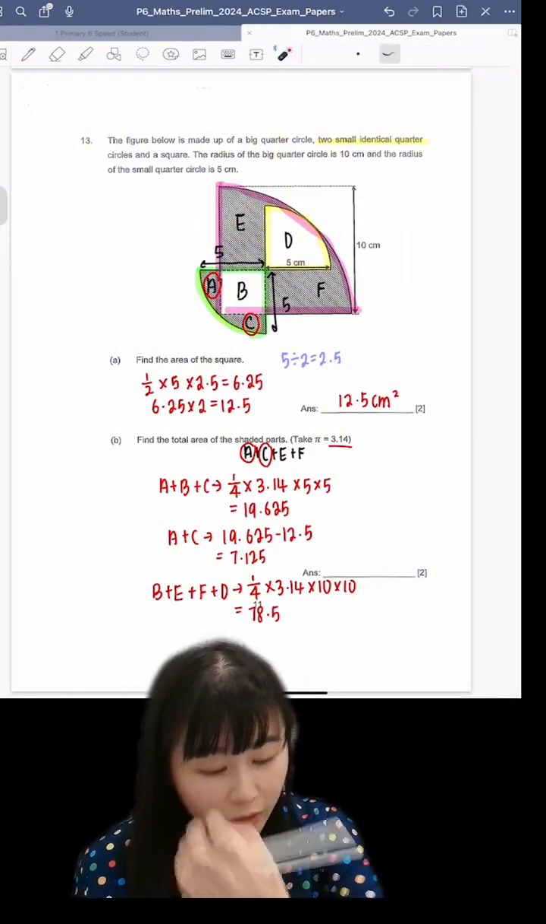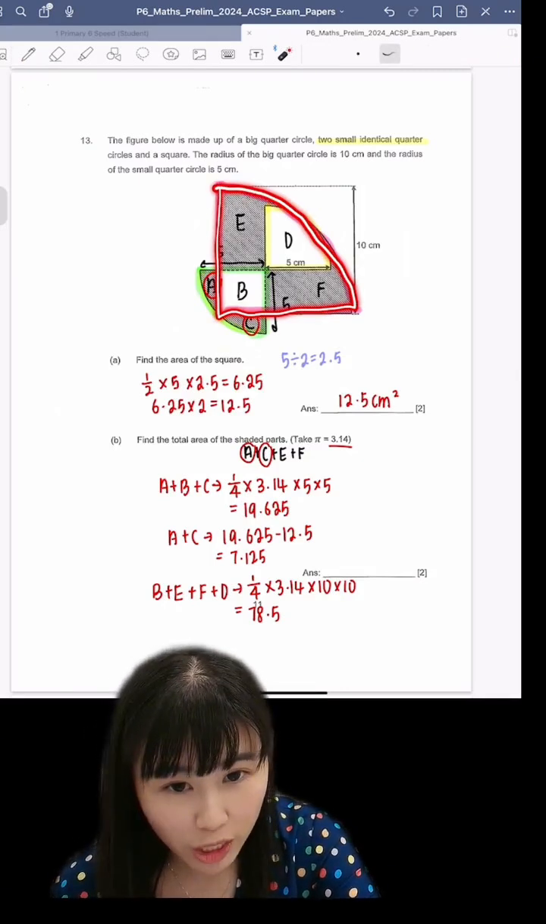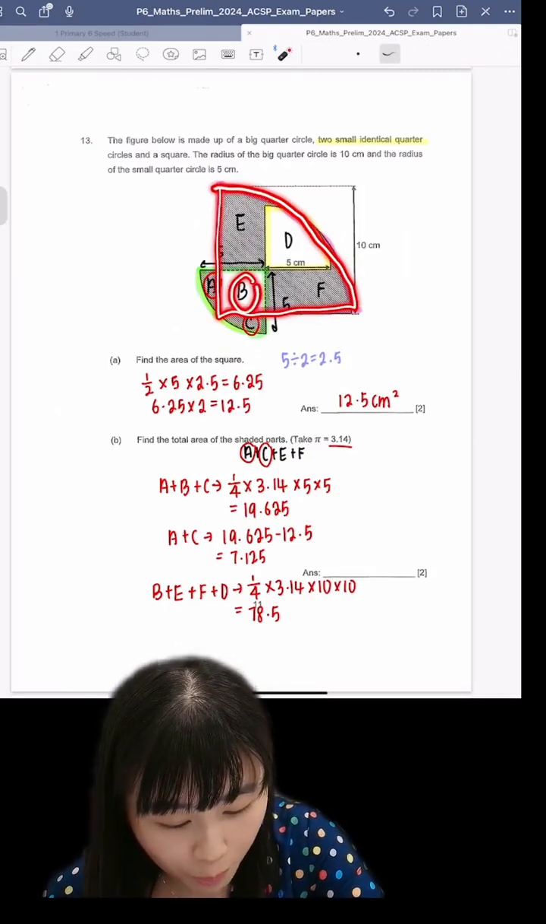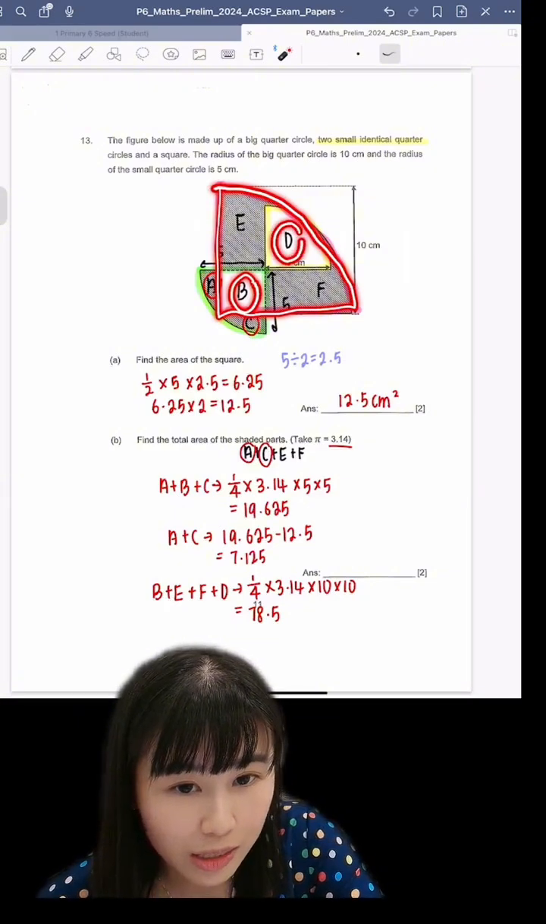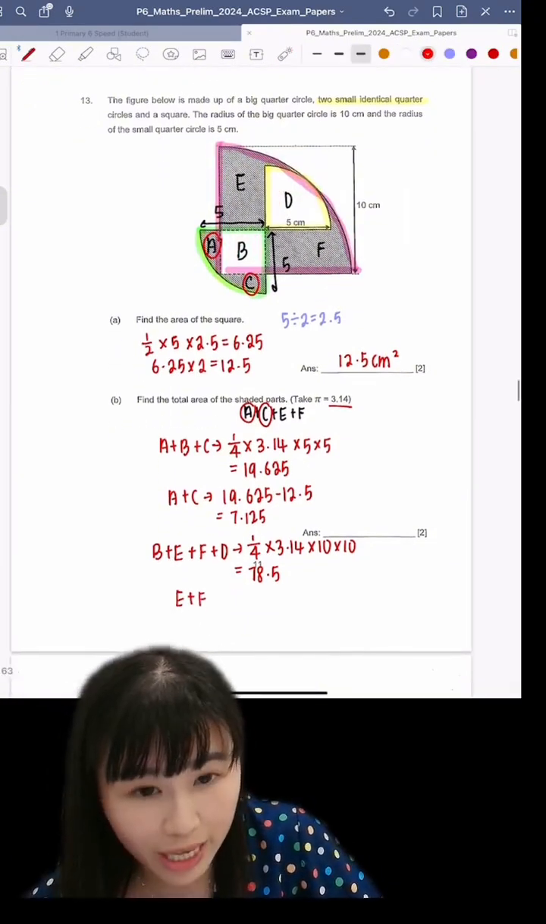Now you get 78.5, bear in mind is this one, right? So you don't want the unshaded part, so you must minus your B and you must minus your D, right? To get your E and F, correct? To get your E and F. So now let's find our E and F.